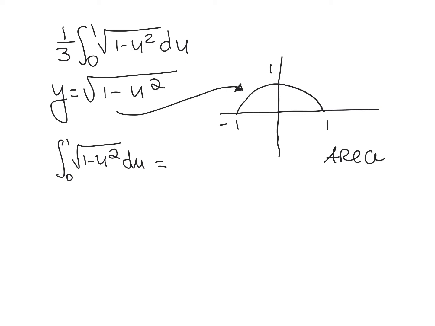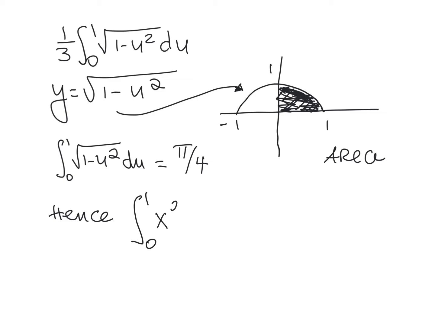The graph is a semicircle, and the integral represents the area of a quarter circle whose radius is 1. The area of the whole circle is pi. Therefore, a quarter of a circle will have area pi over 4. And the integral from 0 to 1 of square root of 1 minus u squared is pi over 4.